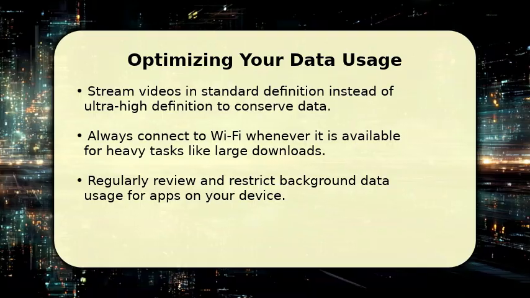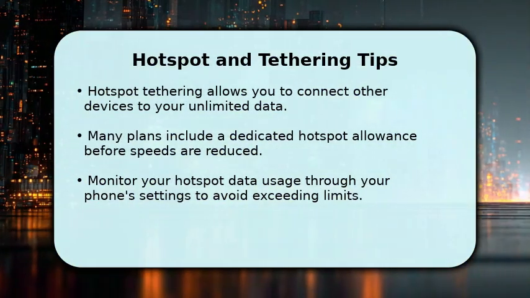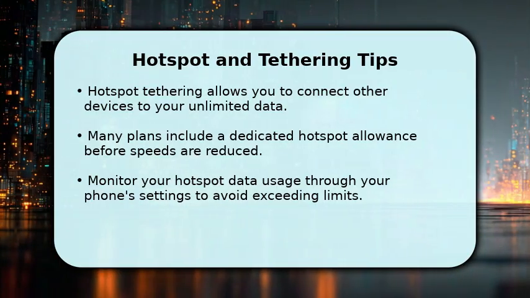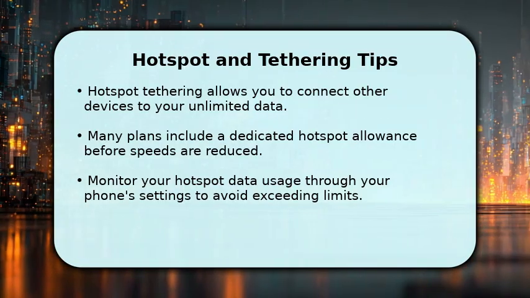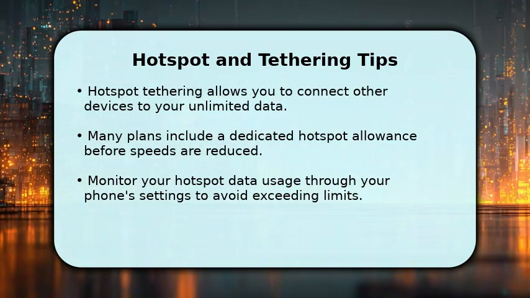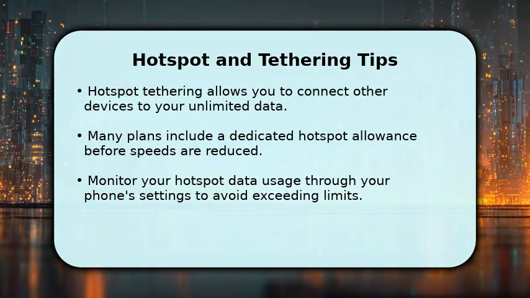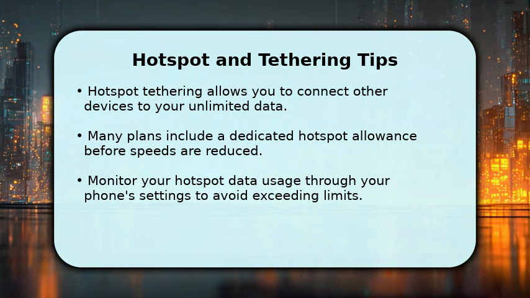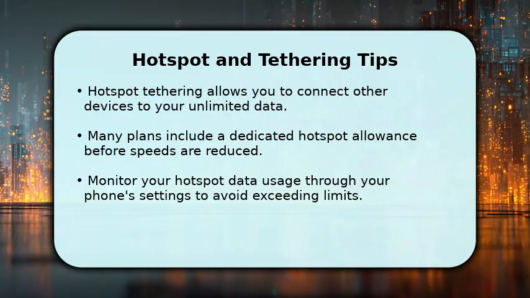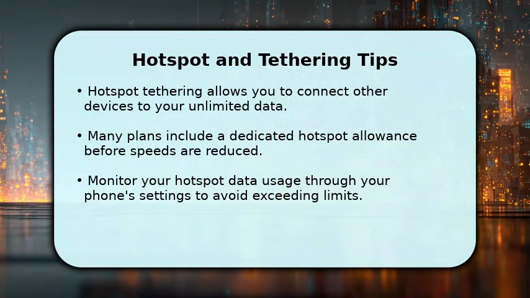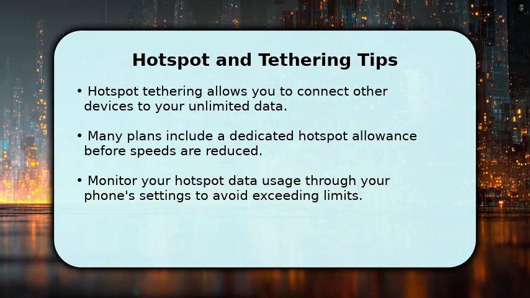allowance for essential activities. Using your unlimited data for hotspot tethering is a convenient way to connect other devices, but be mindful of any specific plan limitations. Many plans include a dedicated hotspot allowance, often around 15 to 20 gigabytes of high-speed data, before speeds are reduced. Always monitor your hotspot data usage through your phone settings to avoid reaching this cap unexpectedly. For demanding tasks, always seek a dedicated Wi-Fi connection, ensuring you maintain fast speeds for your primary device.